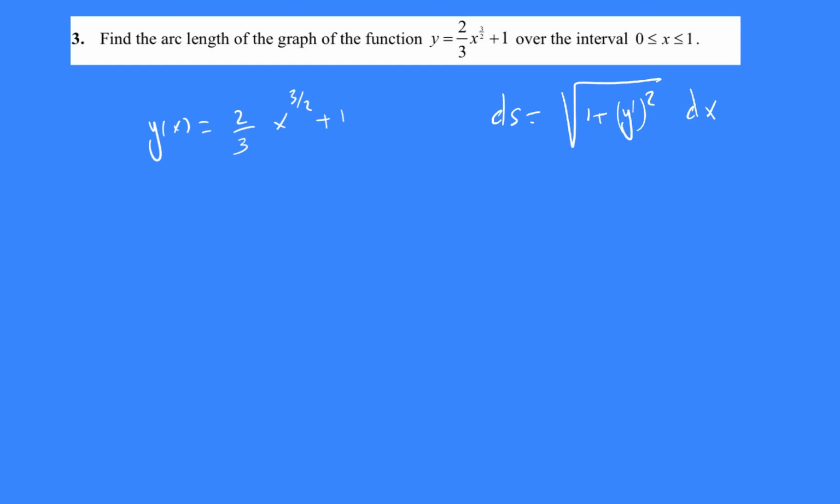Let's do it. So y prime of x is 3/2 by 2/3, which is x. 3/2 minus 1 is 1/2, plus 0. So y prime of x is x to the 1/2. 1 plus y prime of x is 1 plus x to the 1/2.